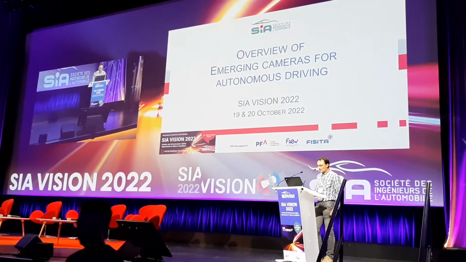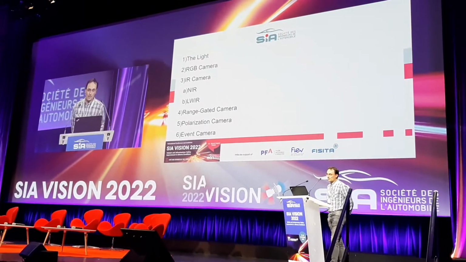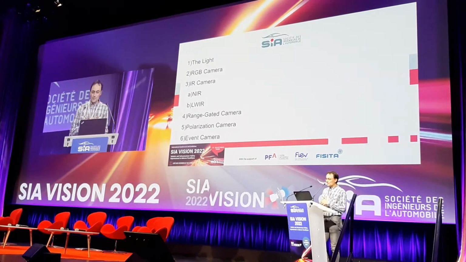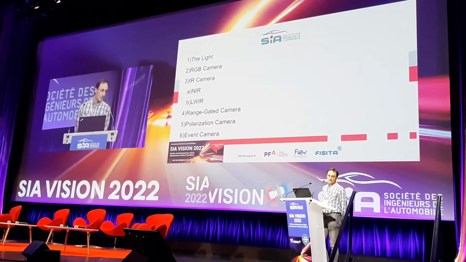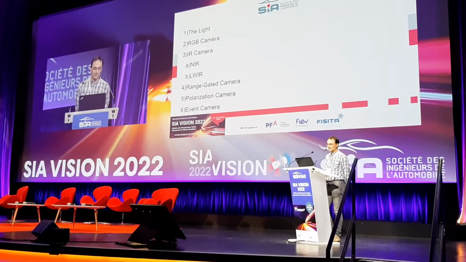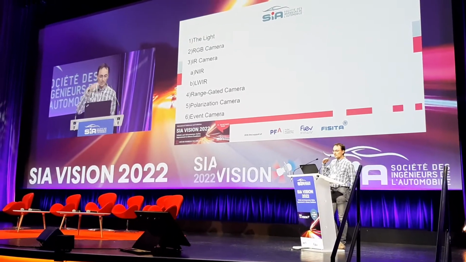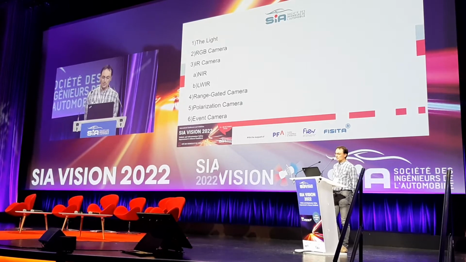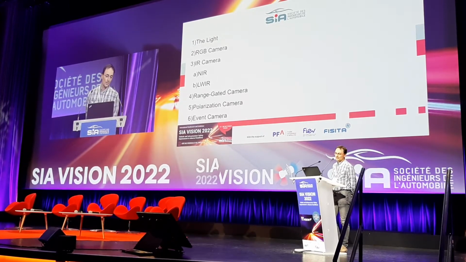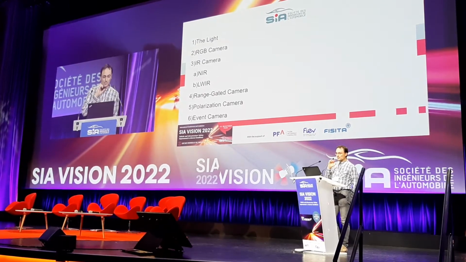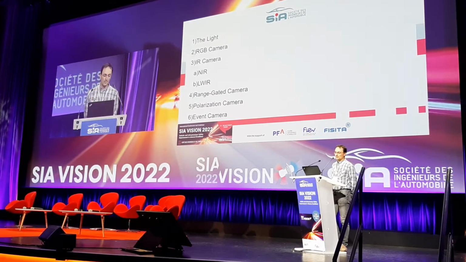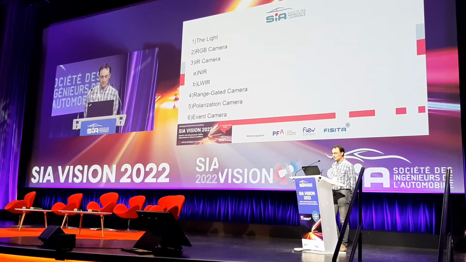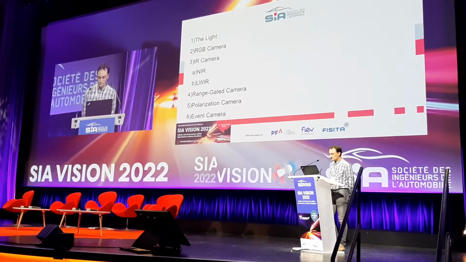So, firstly, I will briefly explain what light is and what the characteristics of light are, and then I will explain different sensors step by step. Starting with the standard cameras, and then I will present two infrared cameras, and then the range-gated camera, the polarization camera, and finally the event camera.